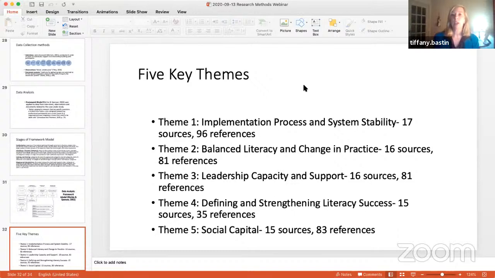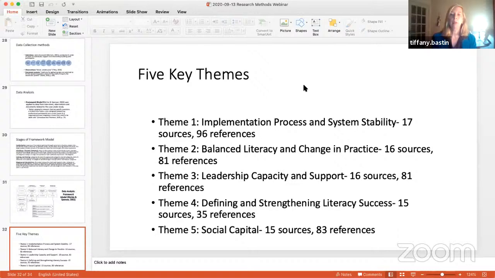Over the course of education, particularly in the last 10 years, New Brunswick education has been very unstable. There's been political change. There's been a number of changes in the strategic direction or the plan for the system, and that came out as a big theme. And that's why there were 96 references. Many people talked about this.